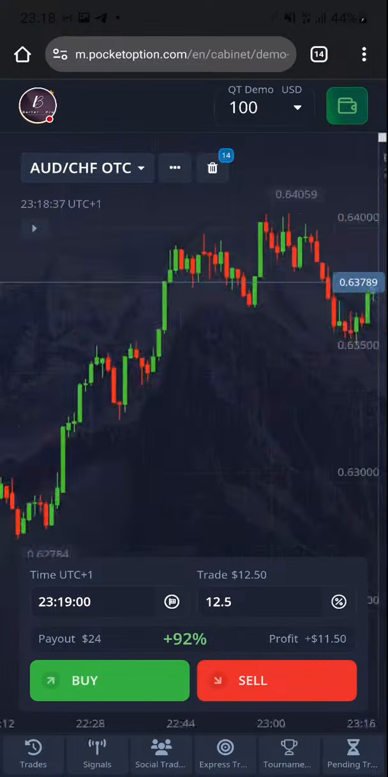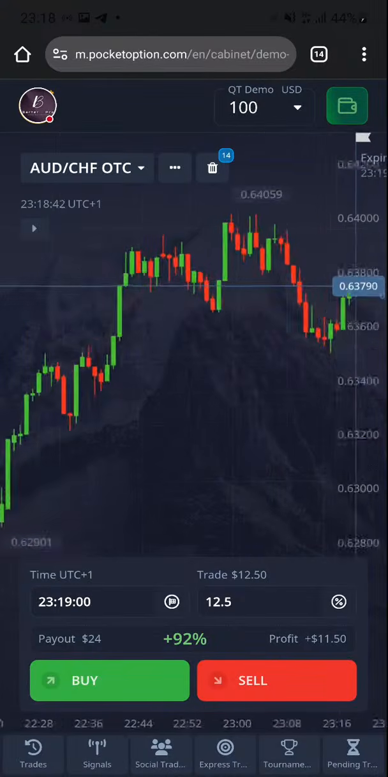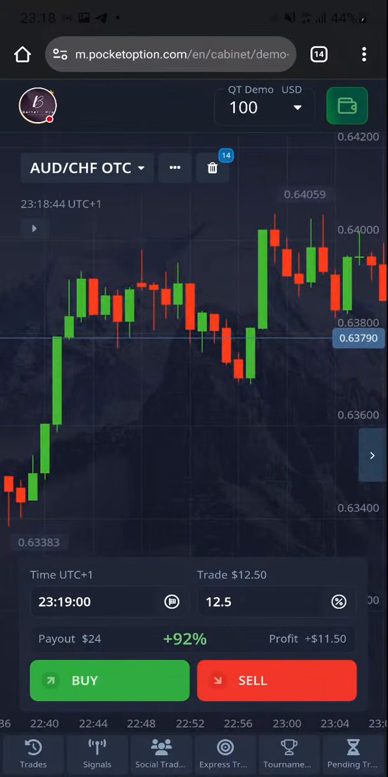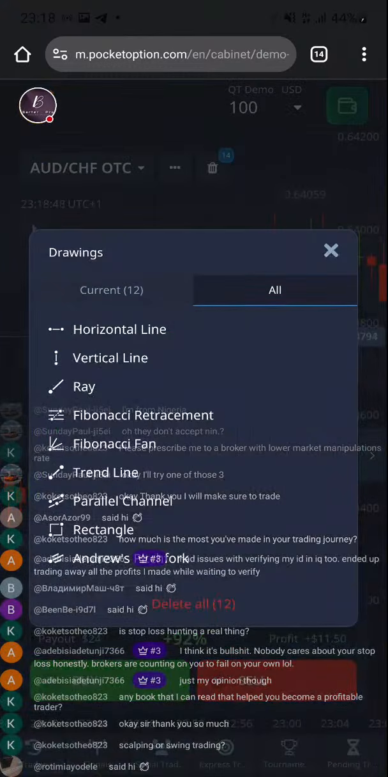Now, guys, there's one more thing I need to say. This one is for all the seasoned traders. Anytime you want to enter the market, check the market condition.